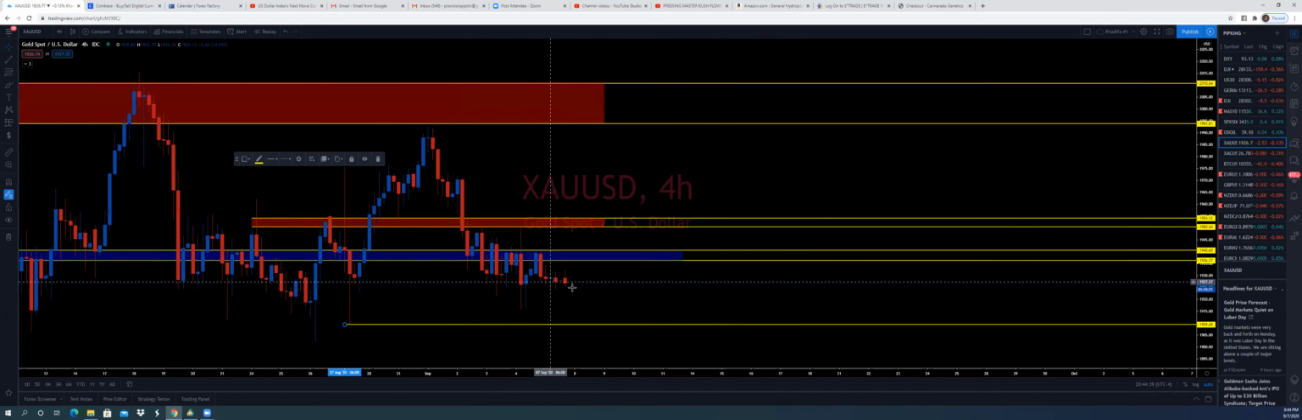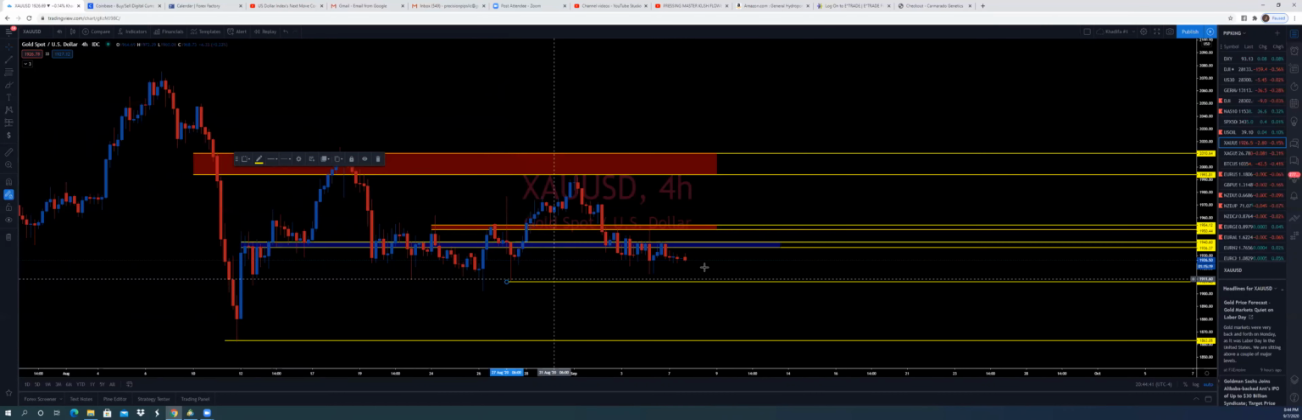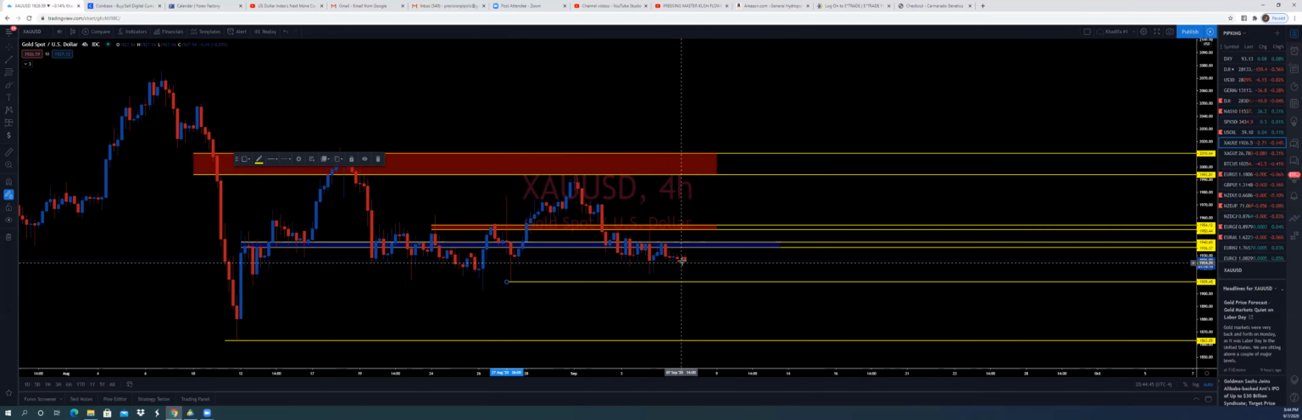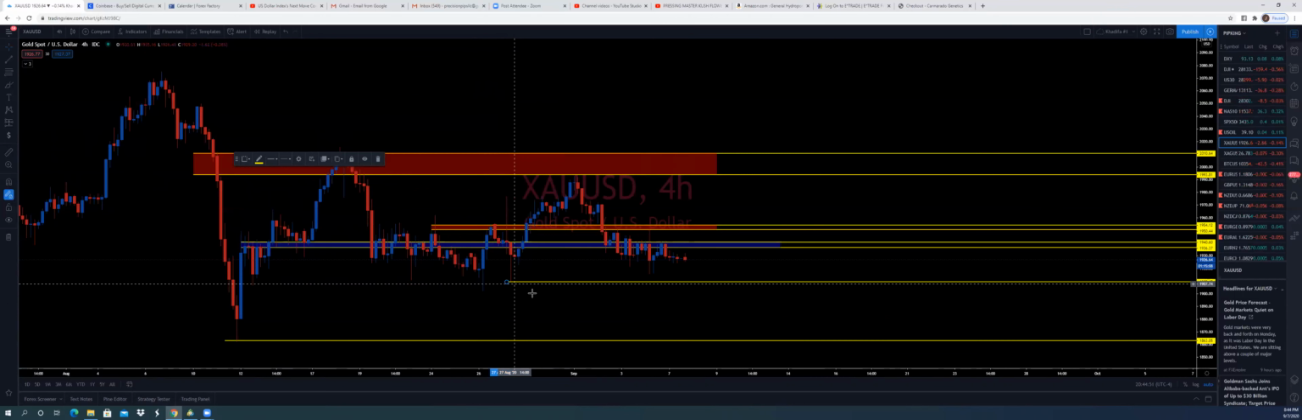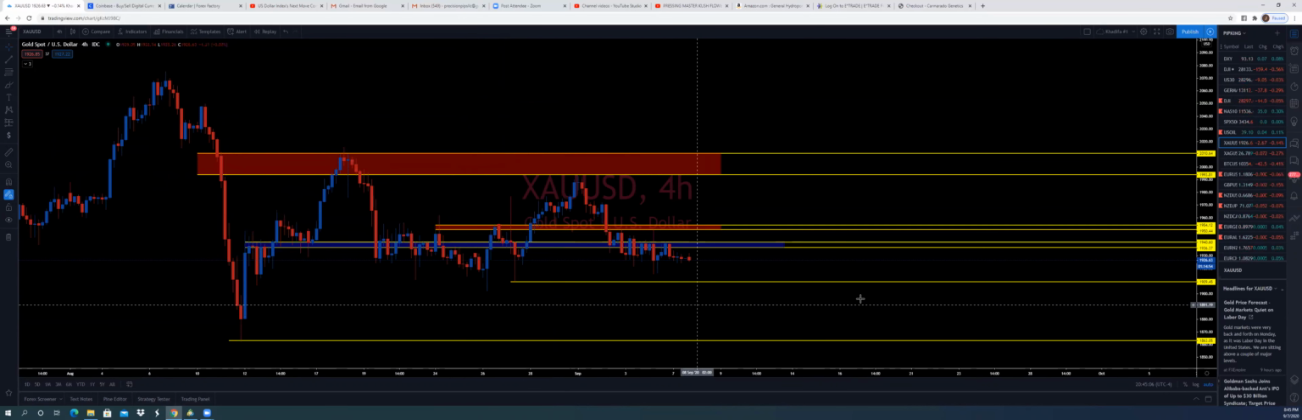And if gold breaks this low right here and gives us a retest, depending on how aggressive the bearish move is, we break this low here, I will be looking for the retest to go ahead and sell gold back down to retest this low here at 1863. So that's what I'm looking at for gold.